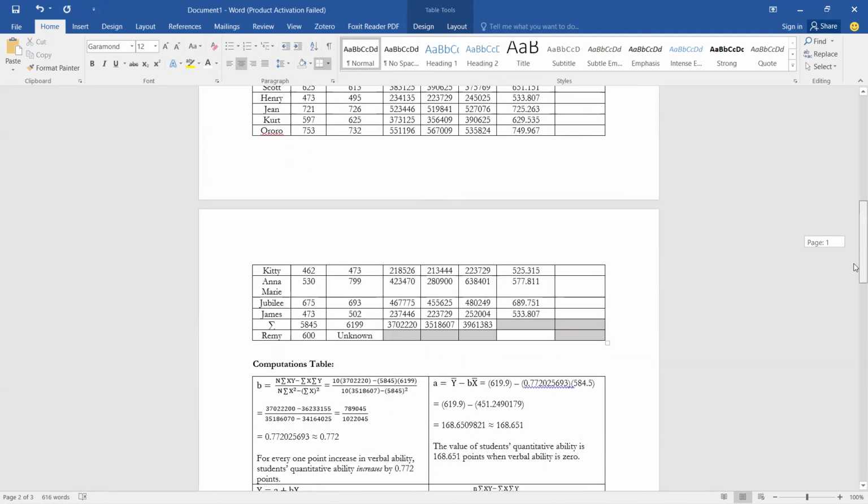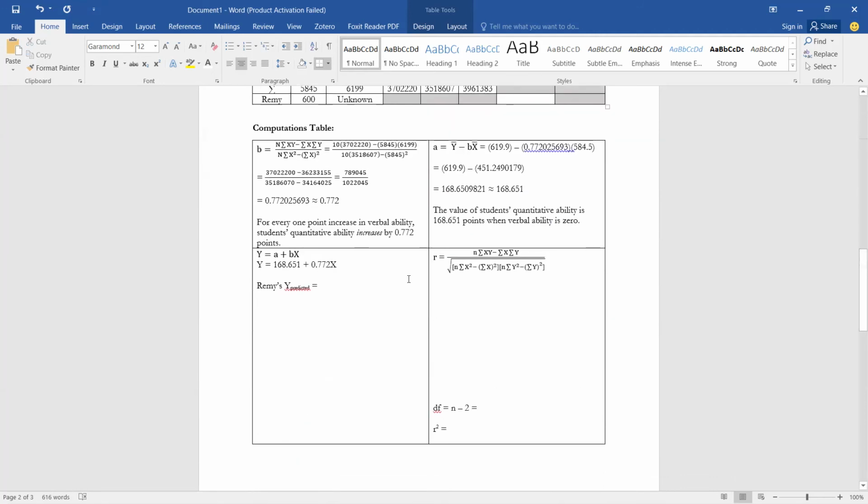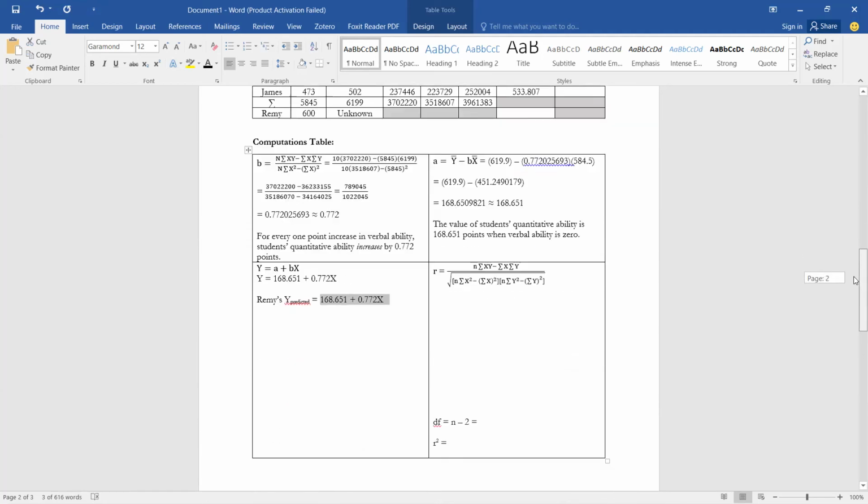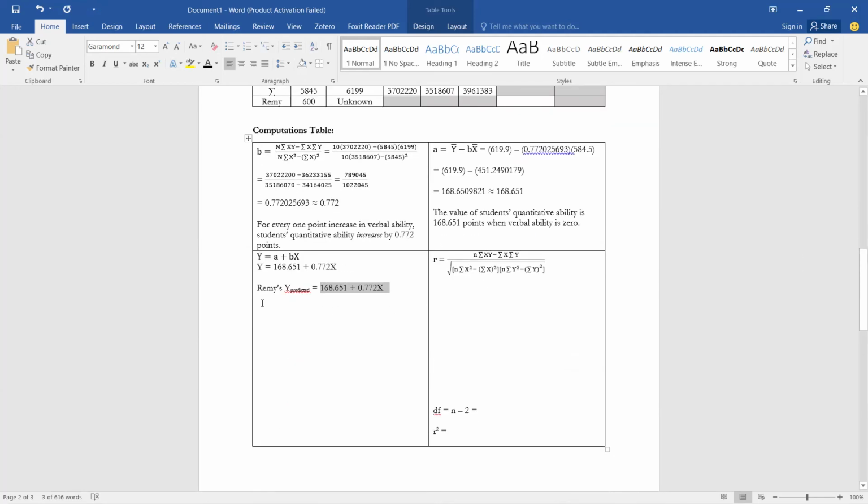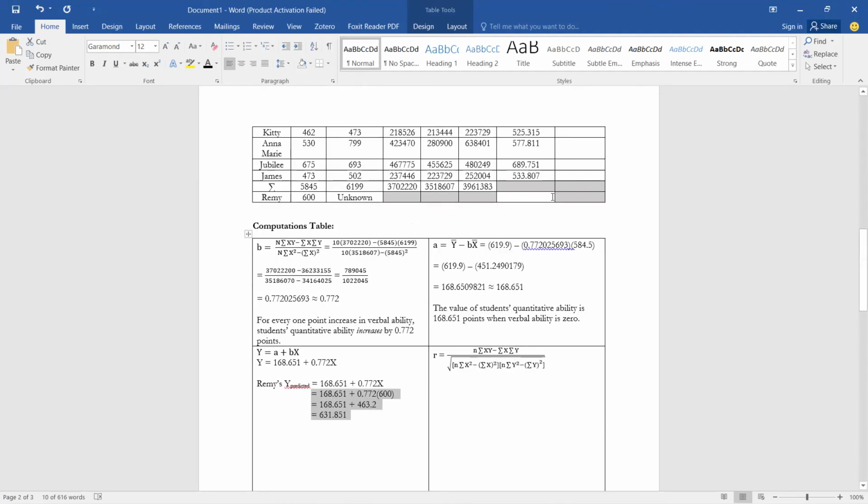So speaking of Remy, let's go to his y predicted. We have the elements already anyway. So we just need to show that we're still using the same regression equation. And Remy's x score is 600. So let's just plug it in. And we will get 631.851, which is this one.